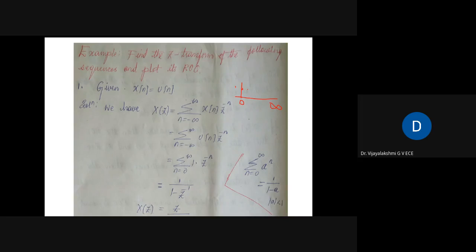First let us find out its Z transform. The Z transform is given by x of z equal to summation of n varying from minus infinity to plus infinity x of n into z power minus n. Let us substitute u of n in place of x of n. So we have u of n into z power minus n. Now as per the definition, u of n is 1 from where to where? From 0 to infinity. So the index in the summation now changes to 0 to infinity, and in place of u of n I substitute 1, so this becomes the summation of z power minus n.